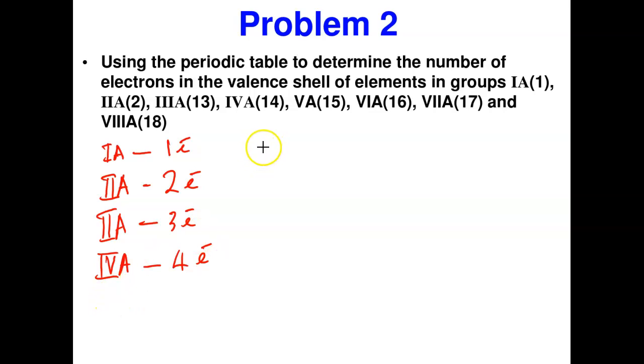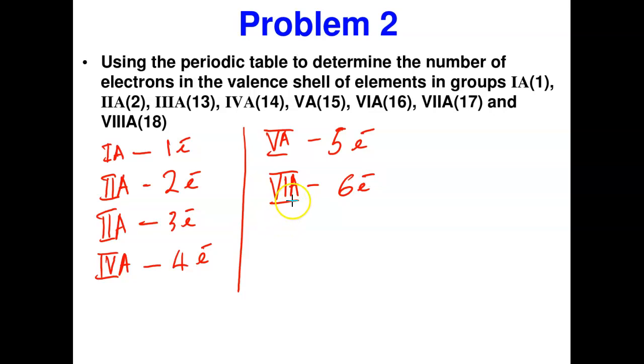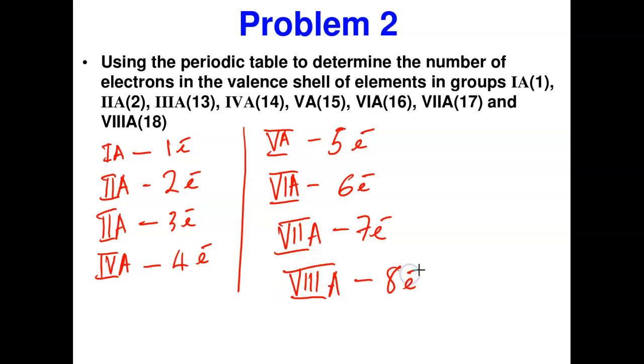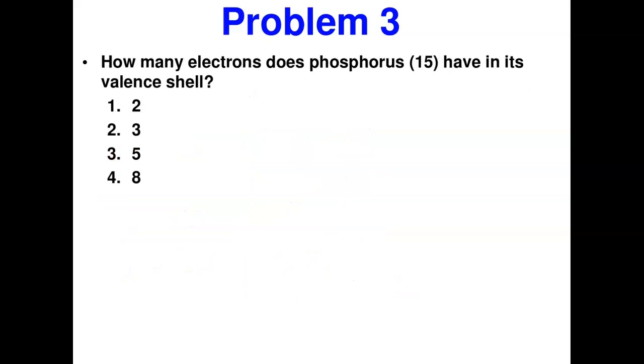Group 5A, we have 5 electrons. Group 6A, we have 6 electrons. Group 7A, we have 7 electrons. And group 8A, we have 8 electrons in the outermost shell. And we're going to understand the importance of these electrons in the outermost shell and use that to understand the chemistry of each of these atoms.